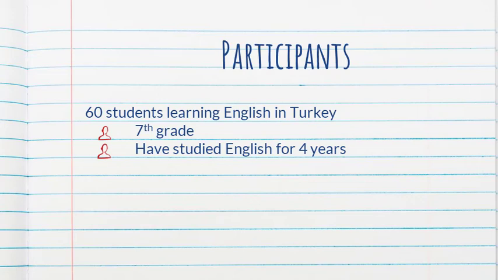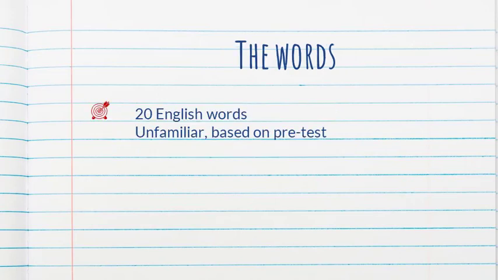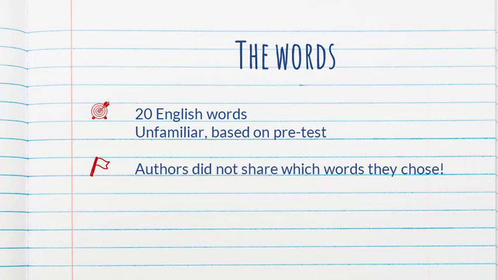The participants were 60 students that were in 7th grade. They were learning English in Turkey, and they had studied English for 4 years. The target words were 20 words in English that were unfamiliar to the students based on a pretest. Now, here's our first red flag, and that is that the authors did not share the list of words that they chose. All they said was that they referred to concrete objects.